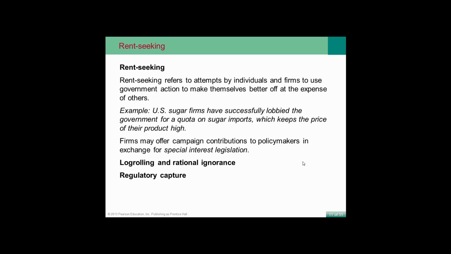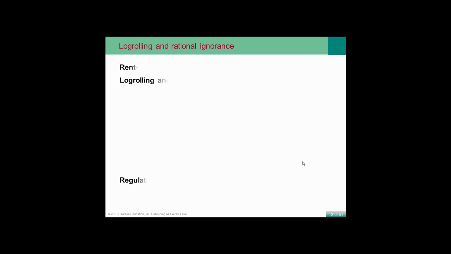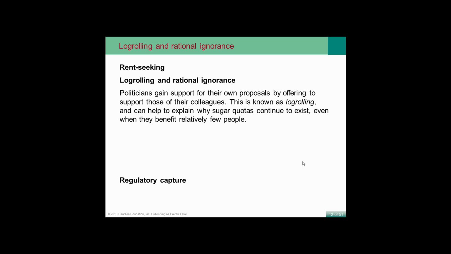Firms may offer campaign contributions to policymakers in exchange for what is called special interest legislation. This happens all the time. Lobbying, right? Log rolling and rational ignorance. So, log rolling. Politicians gain support for their own proposals by offering support to their colleagues. This is known as log rolling.